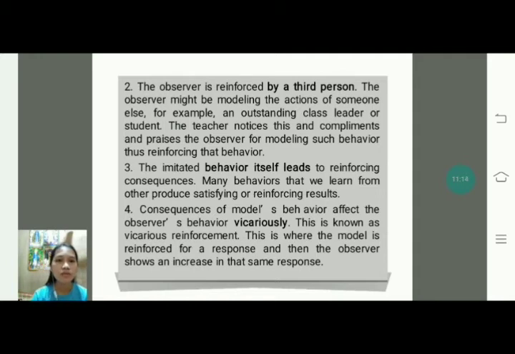So, number 4, consequences of models' behavior affect the observer's behavior vicariously. This is known as vicarious reinforcement. This is where the model is reinforced for a response and then the observer shows an increase in that same response. Bandura illustrated this by having the students watch a film of a model hitting the inflated doll.